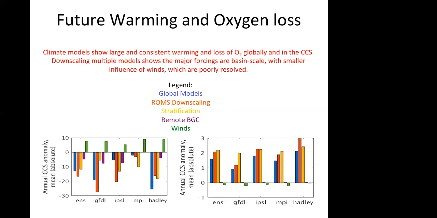And you see that the warming and oxygen changes in orange bars are fairly similar to what the global models predict. And they're mostly explainable by the combination of stratification, that is a basin scale increase in the density stratification, mostly from upper ocean warming, and from the import of remote biogeochemical tracer changes, nutrients and oxygen, into the California current. The winds act as a lesser, a secondary modulator of the overall response. And that suggests that this downscaling lets us draw some conclusions about the likely rate and magnitude of changes from the climate at the broad scale within the California current.